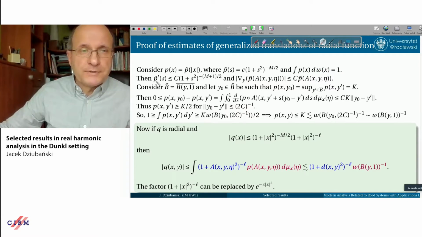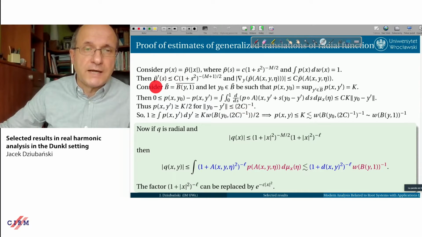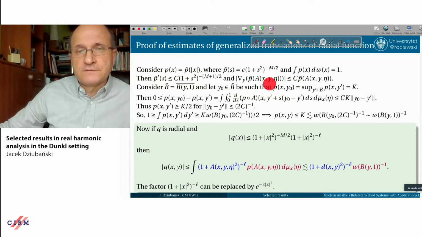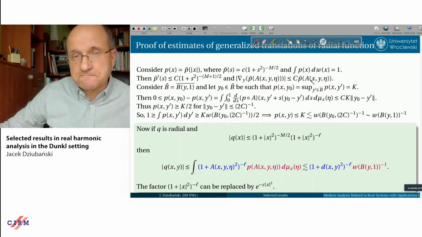So an important property is that the derivative of the function p tilde has faster decay, like the Poisson kernel has. Thanks to that, and thanks to the properties of the function a, we easily compute or check that the gradient with respect to y is controlled by the same function. So the gradient of the function is controlled by the function.